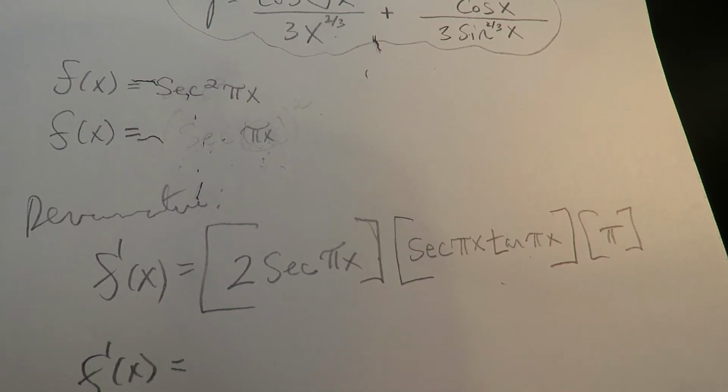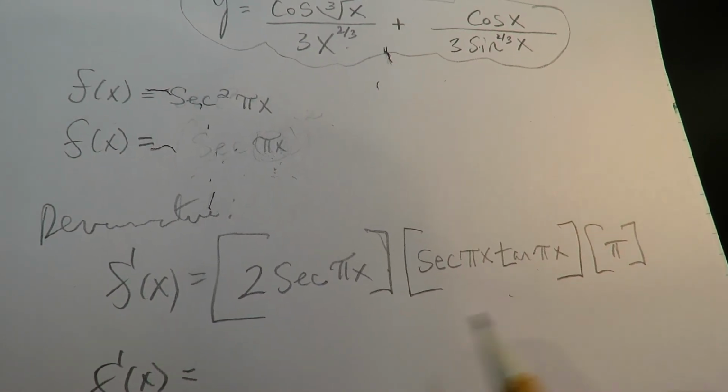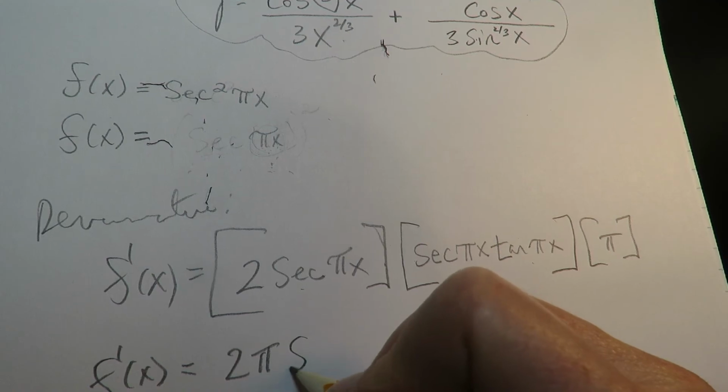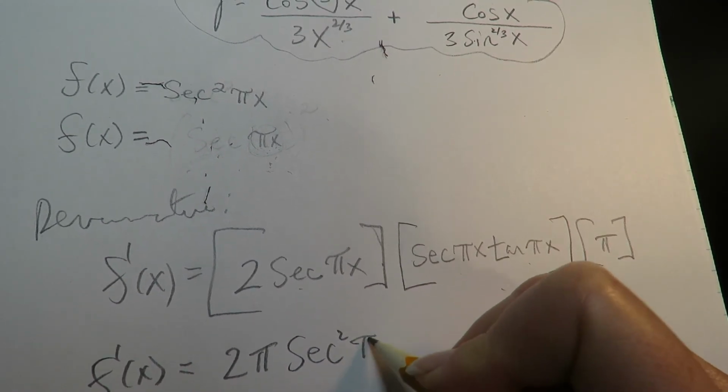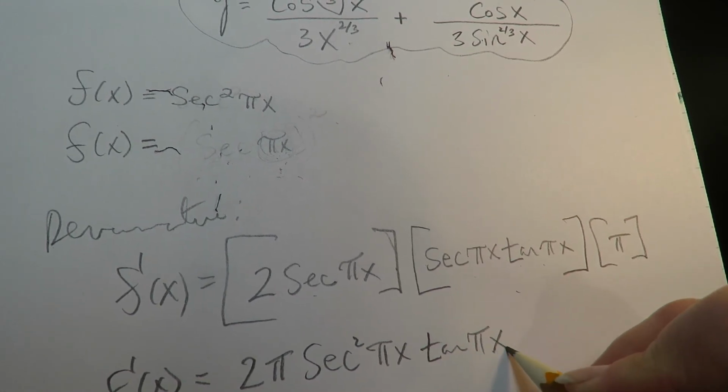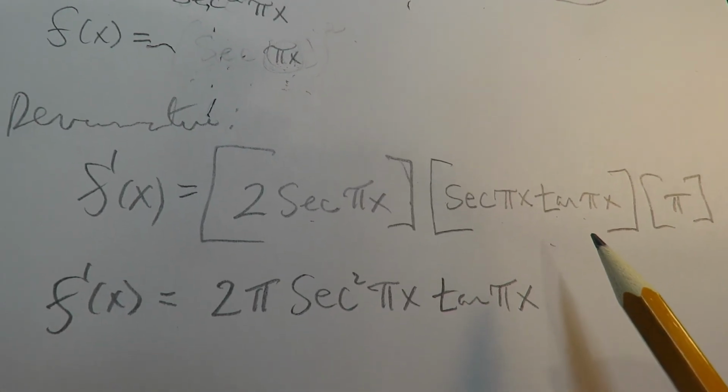Now we're just going to make it look pretty. So 2 times the pi is 2 pi. And if you notice, you have 2 secant pi x's, so you can write it like that. 2 secant pi x's and 1 tangent pi x. And that's a really nice way to write the answer.